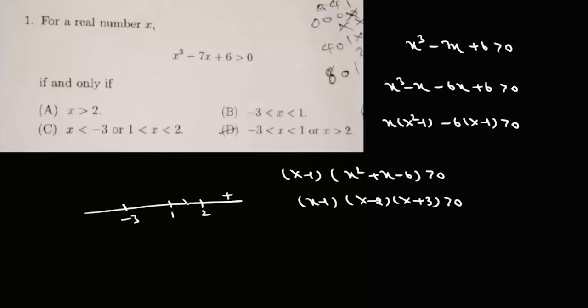Rightmost is plus, so plus and minus alternate. We need greater than 0, so it will be this interval and this interval. So x should lie between minus 3 and 1, or x should be greater than 2. That means the correct option is option D. Now the second question is also very easy.